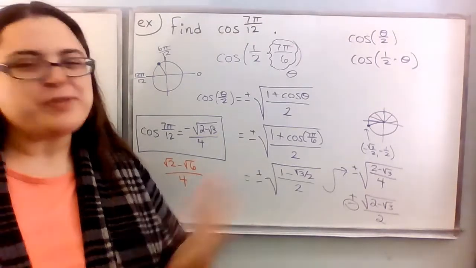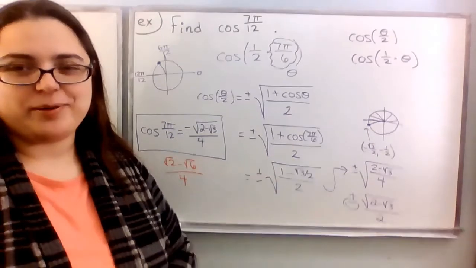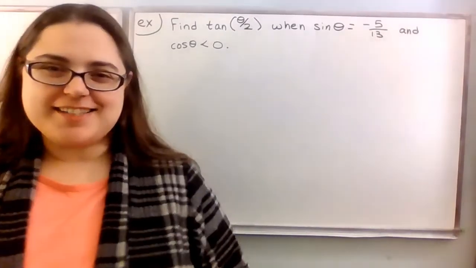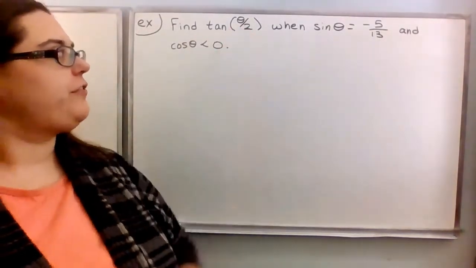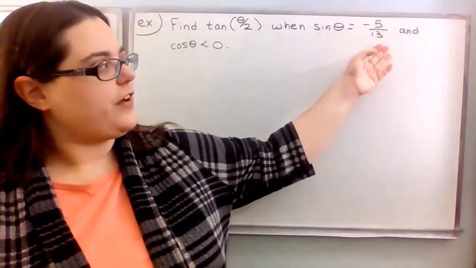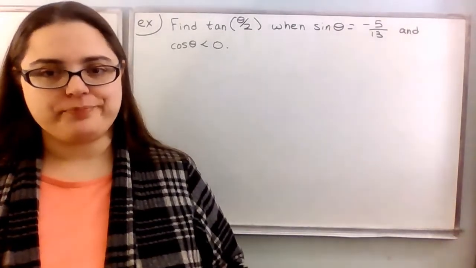Okay, let's do another example of using a half angle formula, just so we can practice that a little bit more. In our second example, we need to find tangent of theta over 2 when we know that sine of theta is negative 5/13 and cosine of theta is less than 0.